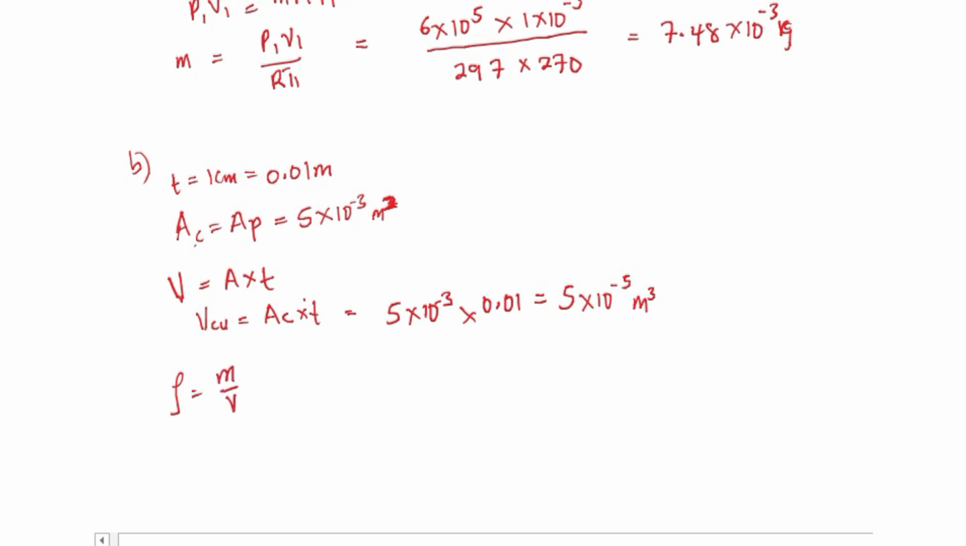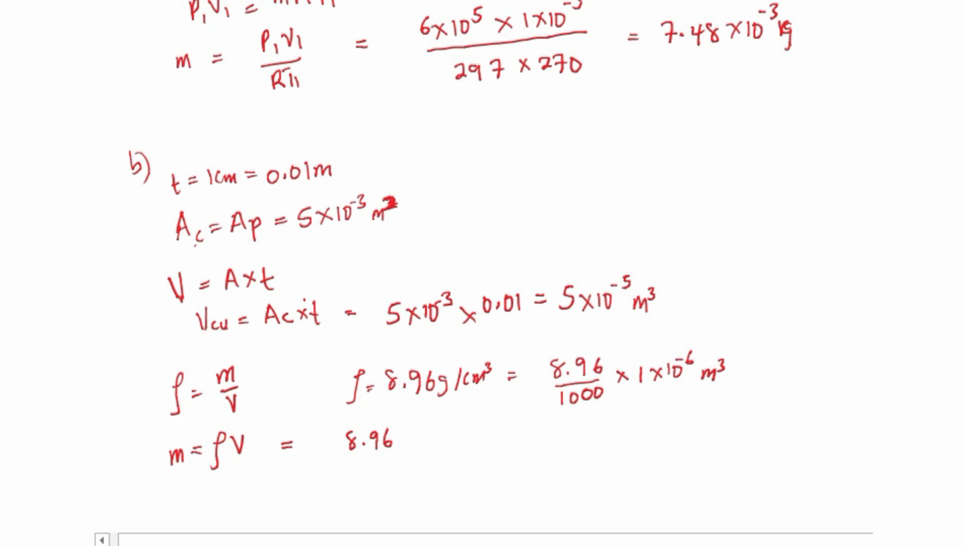Now we know that density is mass over volume, so that makes mass equal to density multiplied by volume. So the density of our copper is 8.96 gram per centimeter cube. So we need to convert gram per centimeter cube to kilogram per meter cube. So we divide 8.96 by 1000 to make it in kilogram, and we multiply by 1 exponent minus 6 to convert centimeter cube to meter cubed. So this is going to give us 8960 kilogram per meter cubed. So the mass is 8960 multiplied by this volume, which is 5 exponential minus 5. So here we are going to have 0.448 kilogram. That is the mass of the copper.